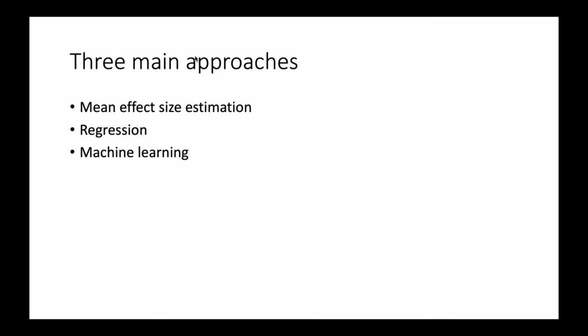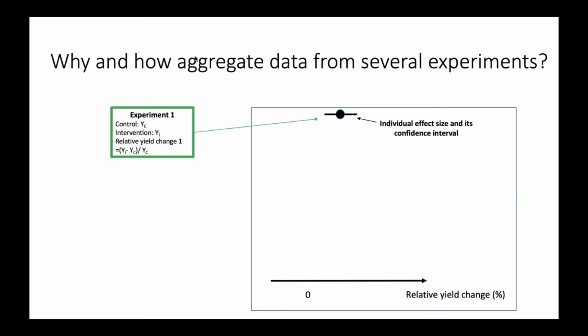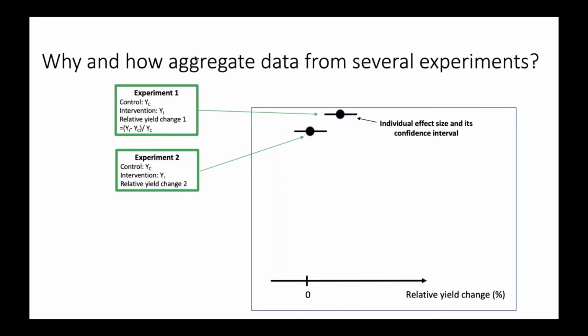The first one is very close to what is done in meta-analysis. It's mean effect size estimation. The second one is regression, and the third one is machine learning. So concerning mean effect size estimation, the principle is to summarize each individual experiment by an effect size, representing, for example, a relative yield change between an experimental intervention and a control. And you do that for all experiments. You repeat the calculation of the effect size over all individual experiments to get an estimated individual effect size and a confidence interval describing the uncertainty.